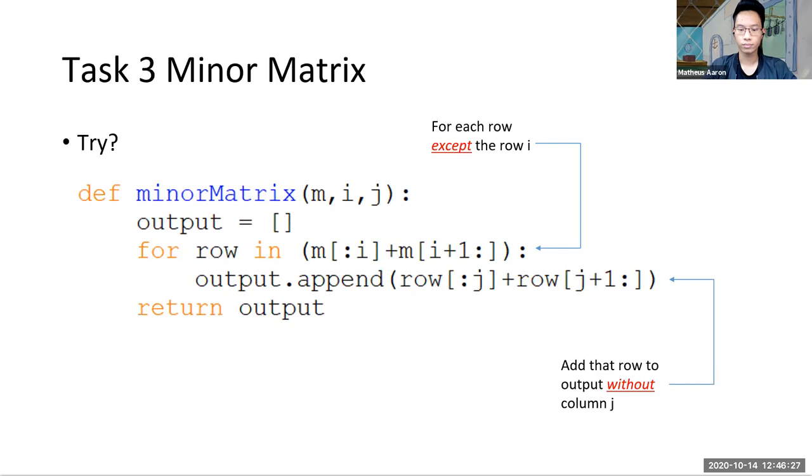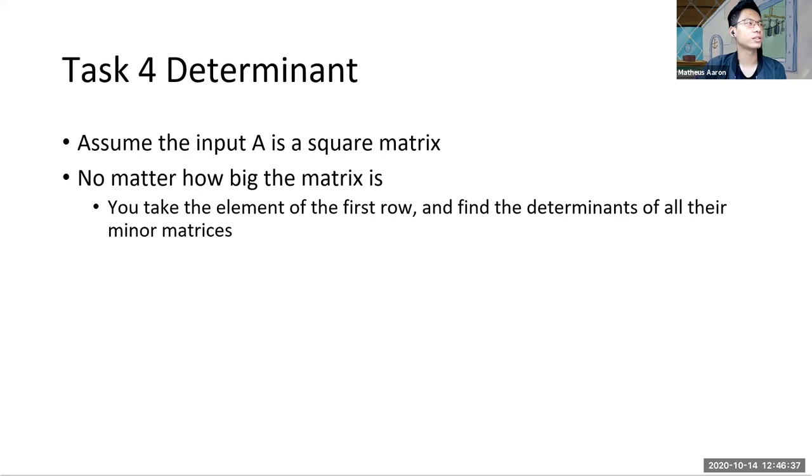Okay, so now we have done the minor matrix. Keep this in mind. We're going to go to task 4, determinant, which is calculating the determinant of a matrix. We have some assumptions. We assume that the matrix is square, because if it's not a square, then we're going to have a hard time calculating it. No matter how big the matrix is, there's one recursive formula to do it.